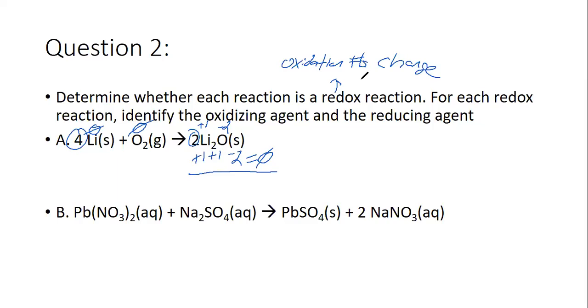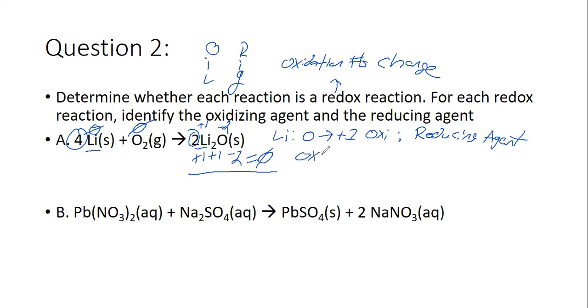Okay. So now we have our oxidation numbers. So we know this is a redox reaction. Now we have to figure out what's been oxidized and what's been reduced. So remember, OIL RIG. Oxidation is loss of electrons. If you lose electrons, you become more positive. So lithium went from zero to plus one in our reaction. It was zero on the left-hand side, plus one on the right-hand side. So that means this has been oxidized. And if you're oxidized, you are the reducing agent.